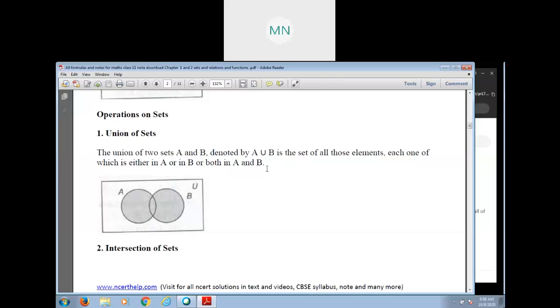In the union of A and B, this is the collection of all elements which are either in A or in B. Suppose A is a set that contains 1, 2, 3, and B is a set that contains a, b, c. Then A union B is what?